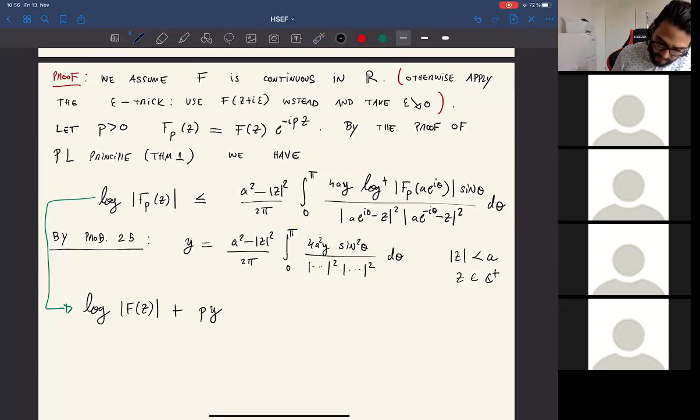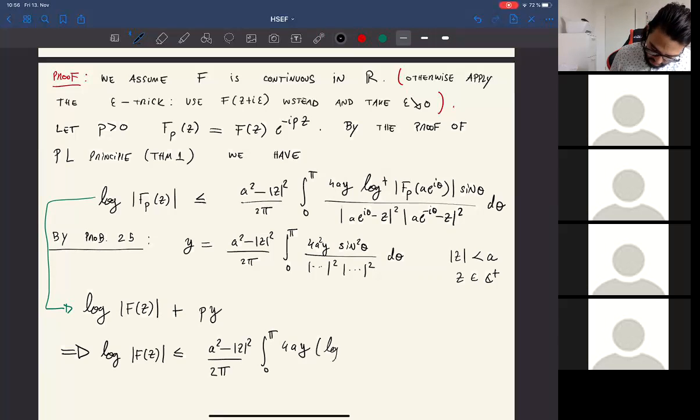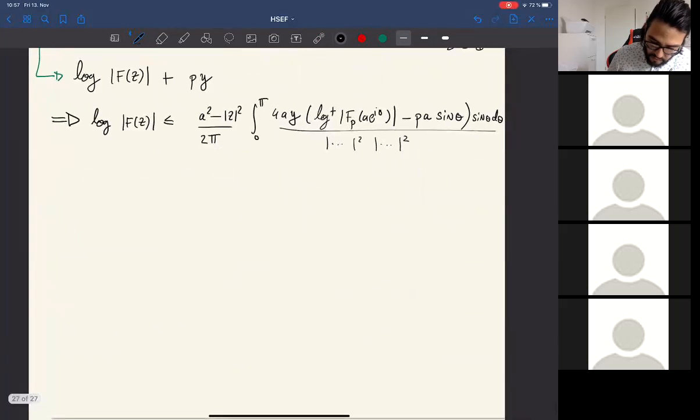So we deduce the following. We deduce that the log of f of z is less or equal than a squared minus 1 squared divided by 2 pi, then the integral from 0 to pi of, and then here we have log plus of f p a i theta, and then we have a minus p a sine theta, close, and sine theta d theta, and then on the bottom we have the two squares. Okay, so far so good.